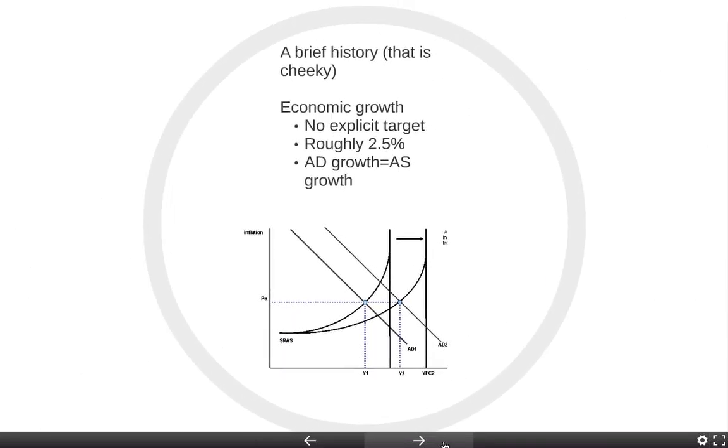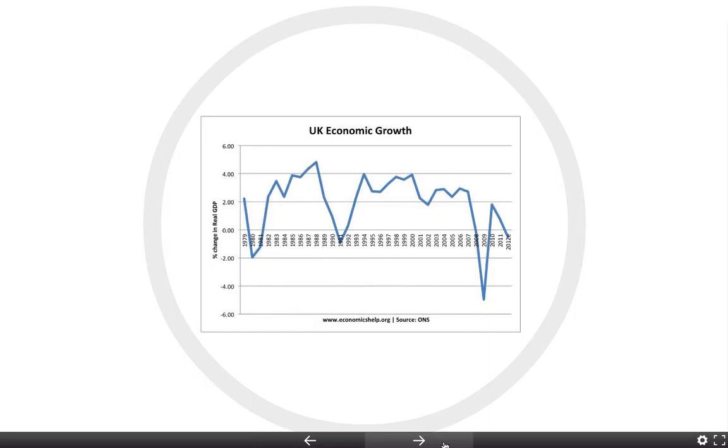Thank you. So, a brief history of economic growth in the UK. The UK doesn't actually have an explicit target for economic growth. However, it is roughly 2.5%. And as the diagram below shows, aggregate demand growth equals aggregate supply growth as well. This is a history of UK economic growth since 1979 up until 2012. As we can see, the recent recession post-2008.